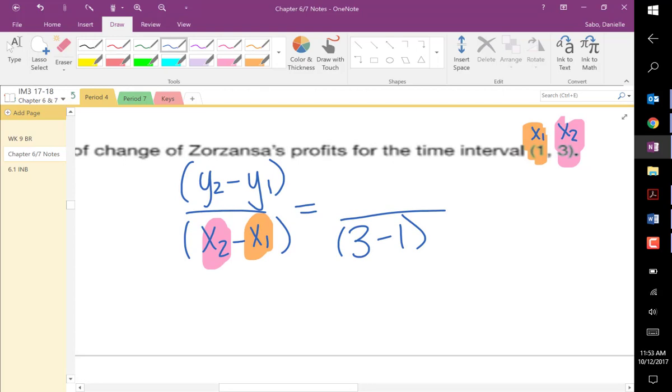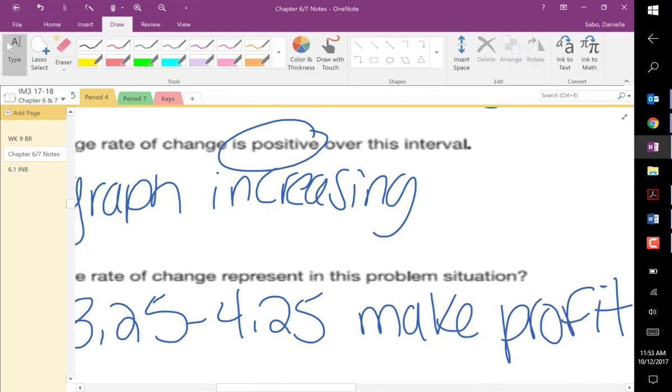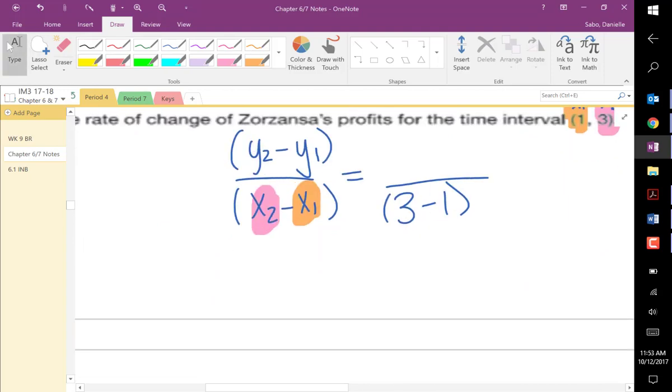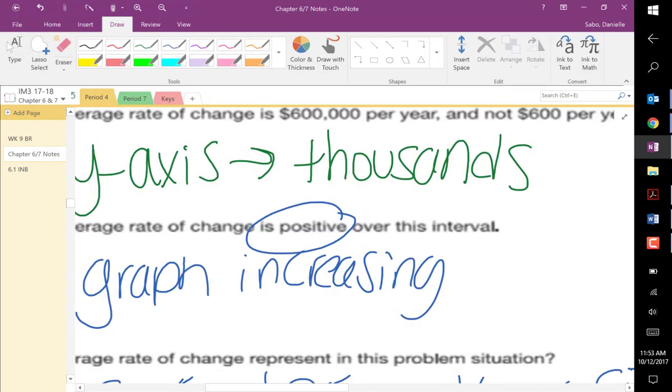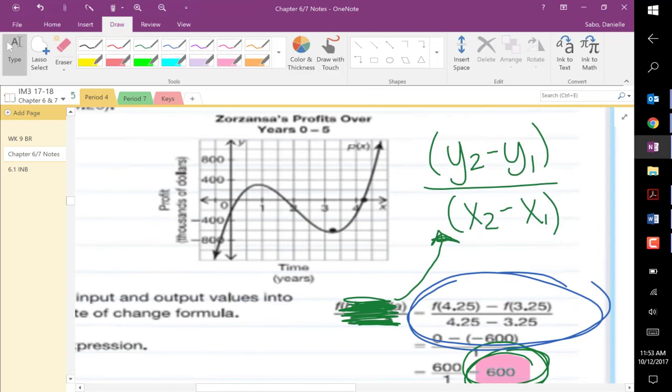How do you think I'm going to find my Y? How do you think I'm going to find my Y1 and my Y2? How would you find that? If I know the X, how can I find the Y? Yeah, by looking for X on the graph. So my first one here is 3, right? I'm going to go find 3 on the graph. Here we go. I'm scrolling up, scrolling up.